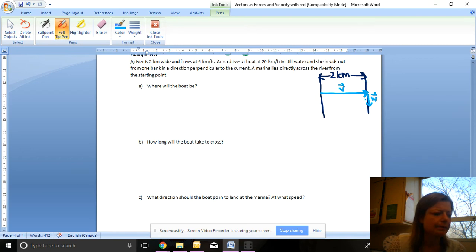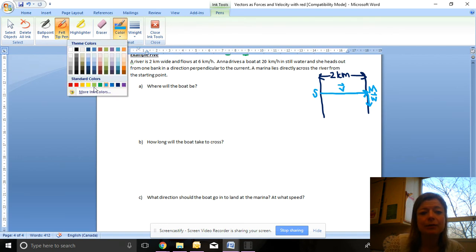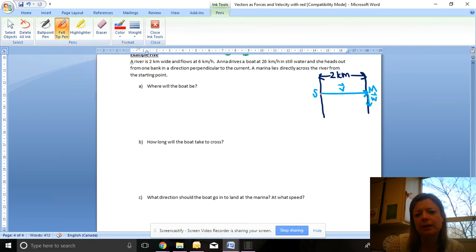A marina lies directly across the river from the starting point. So this is where she starts, and this is the marina. Okay. Where will the boat end up? Well, if she's going straight there, but the current's pushing her down, she's actually going to end up south of the marina, right? She's actually going to end up here. Oops, that's terrible. So this is the resultant of her boat and the water or the current pushing her boat.